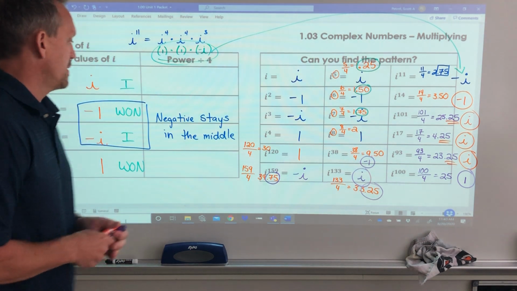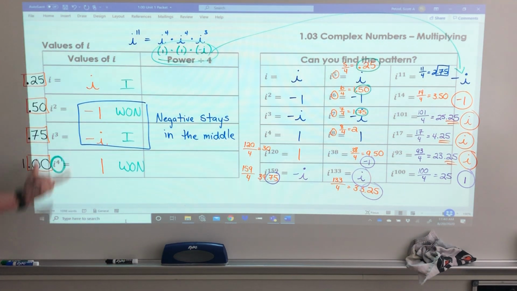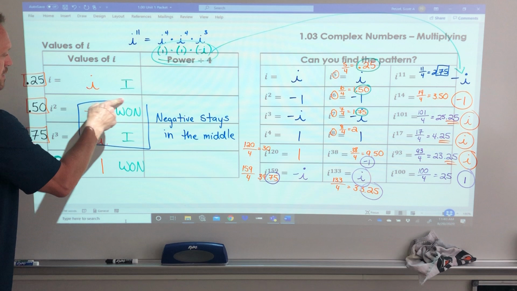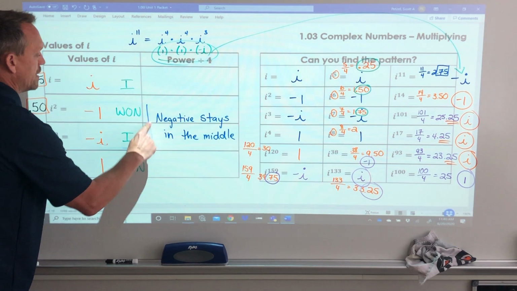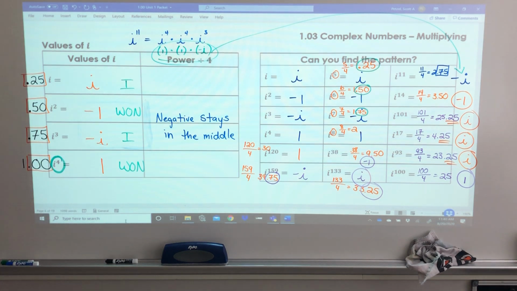Hopefully that makes sense. This little loop here, remembering these little things, i to the 1, keeping the negativity on the inside, it will help you over time.